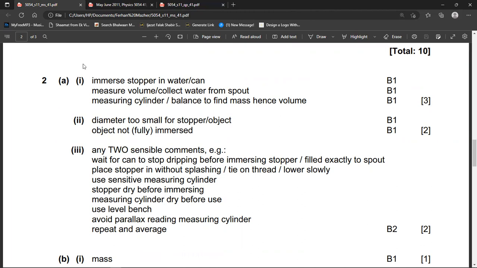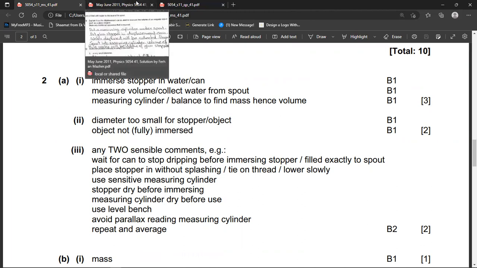So you can see the marking scheme of question number 2A, first part. You can pause the video, you can take your time. Our answer is right.